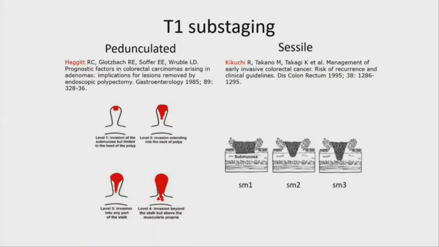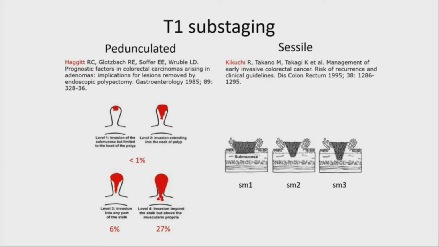Dependent on whether the polyp is pedunculated or sessile, there are particular T1 substaging systems allowing assessment of risk. The Haggitt system evaluates pedunculated polyps, and you can see that it's really when we get to level 4 invasion and to a lesser extent level 3 invasion that the risk arises, so that superficial invasion into the head or the neck of the polyp has a low risk.